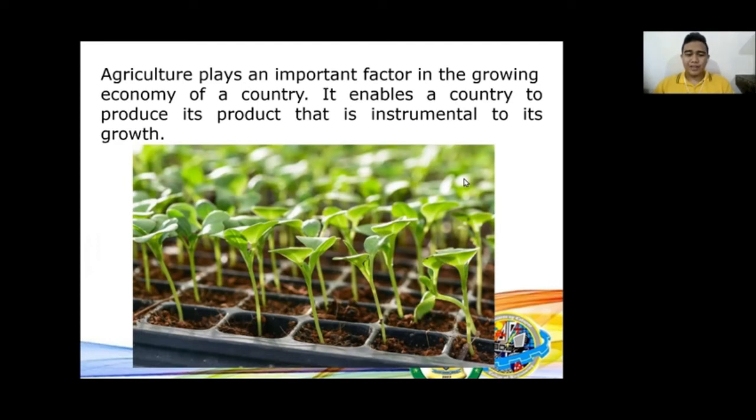Agriculture plays an important factor in the growing economy of a country. It enables a country to produce its products that are instrumental to its growth. The problem of agriculture in the Philippines is more of planting sustainability, urbanization, and innovation to plant growth. As technology began to emerge, it helped change and improve people's way of living. In terms of the agricultural part, people quickly changed the way of planting from the traditional way that uses machines and animals to planting a horizontal farm, which costs a lot of time and manpower, to advance to an efficient way of farming.